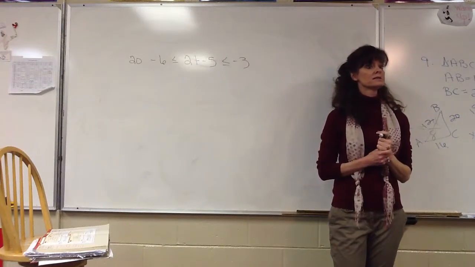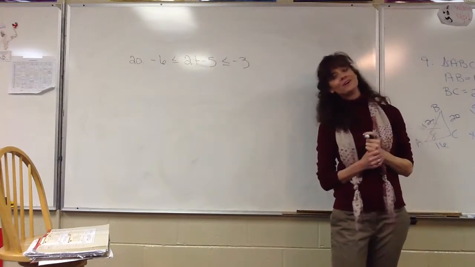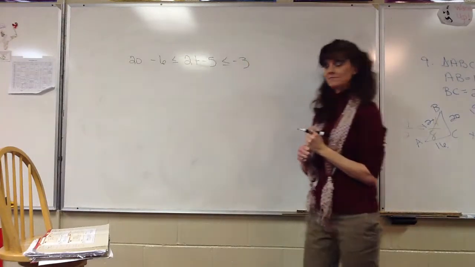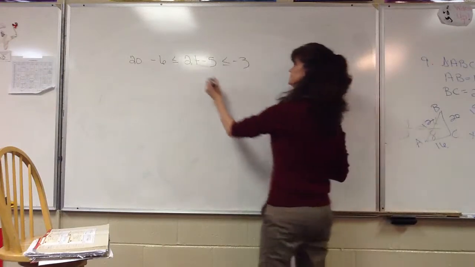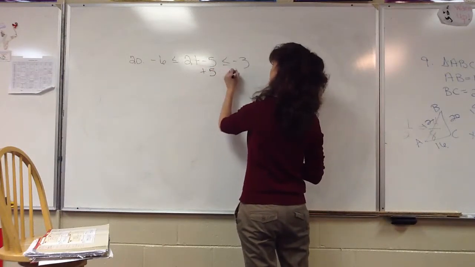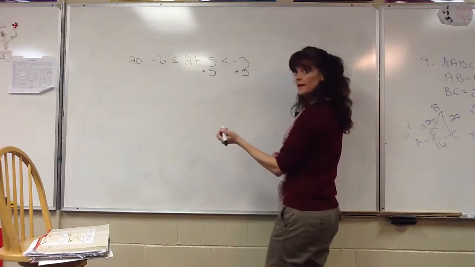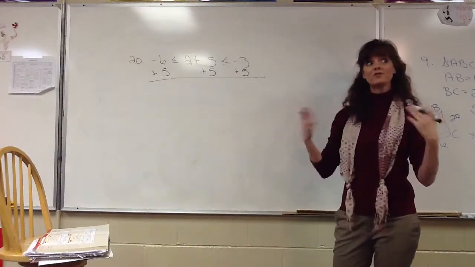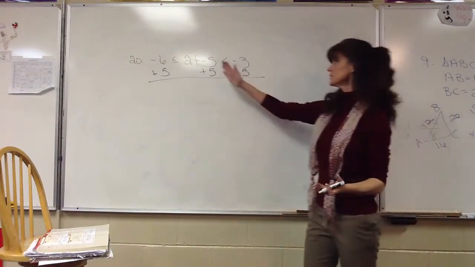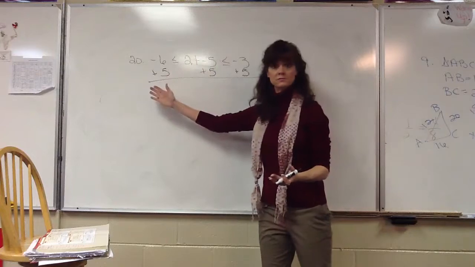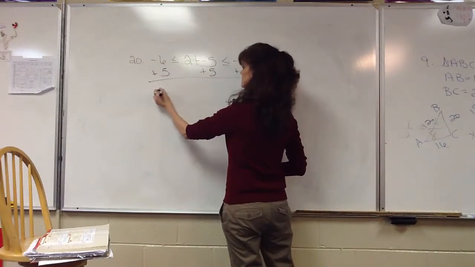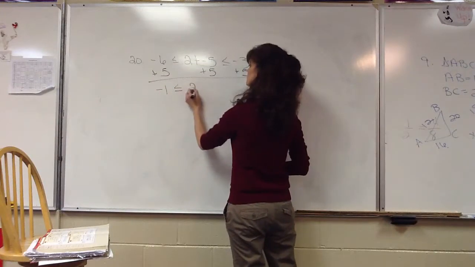Let's see here. You. Yes. Let me solve this one. Plus 5 on three sides, because we're going to get just the t by itself in the middle. So instead of having 2 sides, we have 3 sides: middle and on each end. So negative 6 plus 5, negative 1 is less than or equal to 2t.